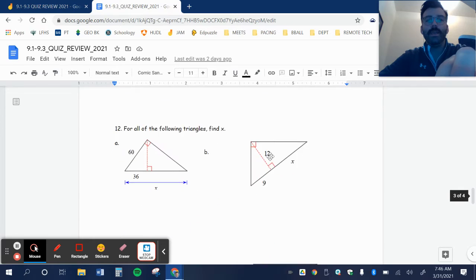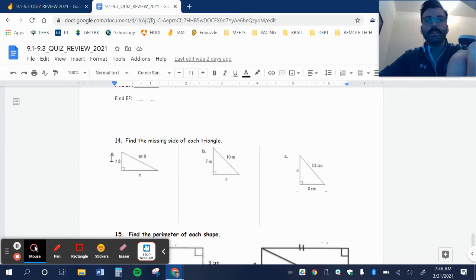Anything like this 14 is fair game. There could be a couple with the triple in there, one of the triples like 8, 15, 17, 3, 4, 5, 7, 24, 25. But if you use the Pythagorean theorem, you'll be able to figure it out as well.